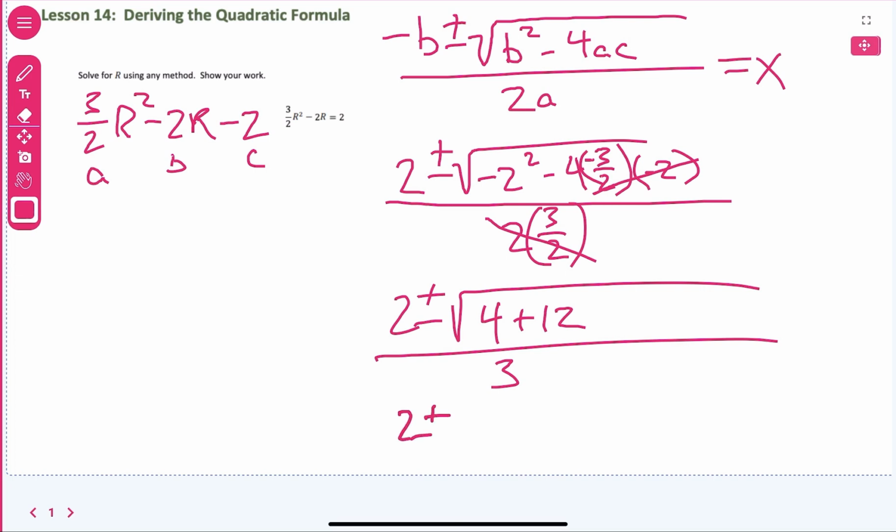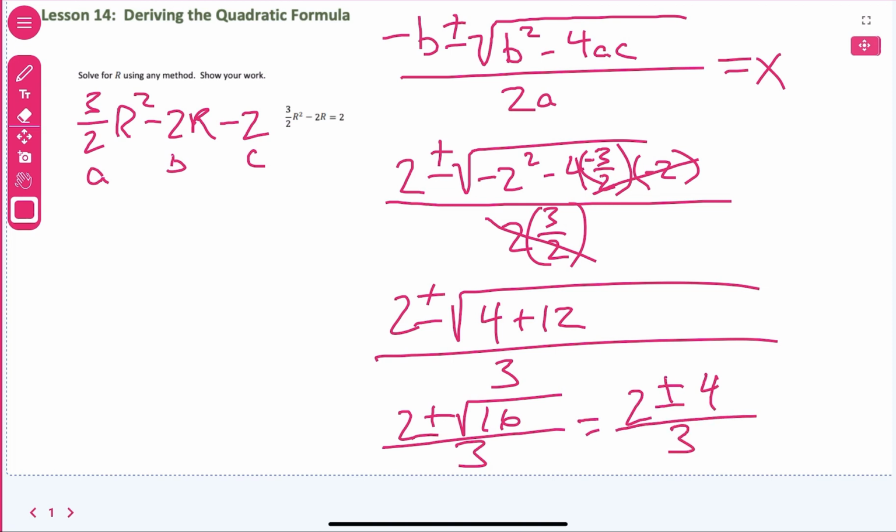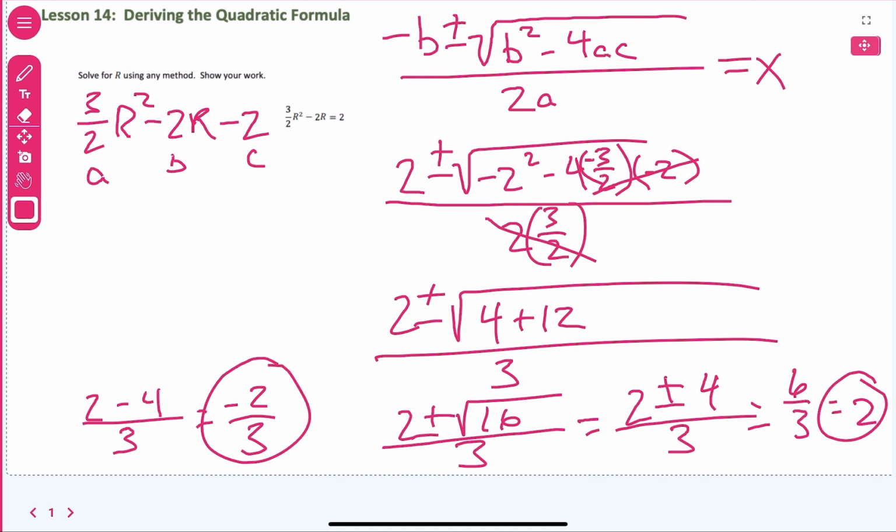All right. So let's do this. 2 plus or minus square root of 16 all over 3. What's the square root of 16? 4. So now we have 2 plus or minus 4 over 3. Well, what's 2 plus 4 divided by 3? What's 2 minus 4 over 3? Negative 2/3. And those are your two x's.